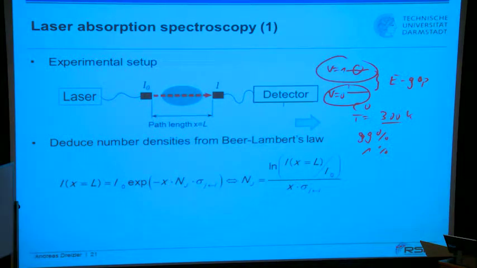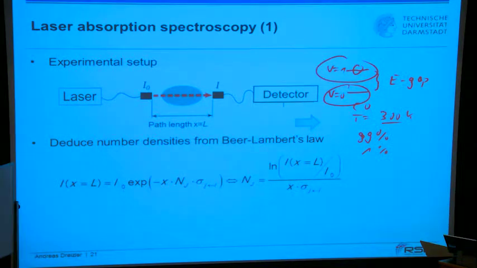Yes. And in rotation, because the levels are so much closer to each other, even at 300 Kelvin or 200 Kelvin, you always have a multitude of rotational levels populated. Okay? And that's the reason.